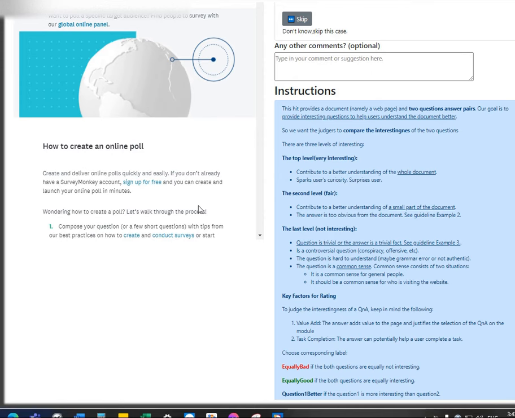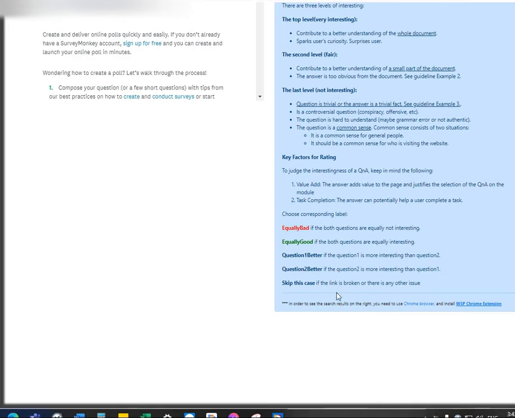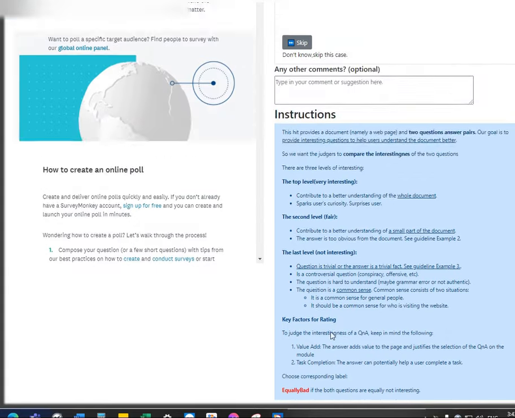Let's scroll down a bit. Equally bad if both questions are equally not interesting. If both questions are equally interesting, it'll be equally good. Question one better if question one is more interesting than question number two. Question number two better if question two is more interesting than question number one. Skip this case if the link is broken or there is any other issue.